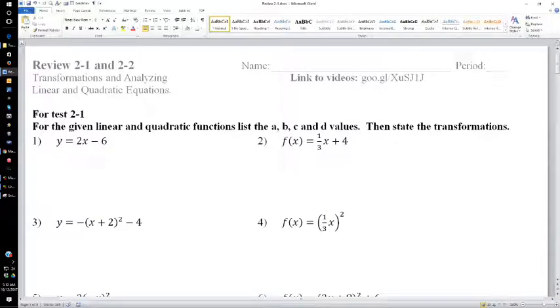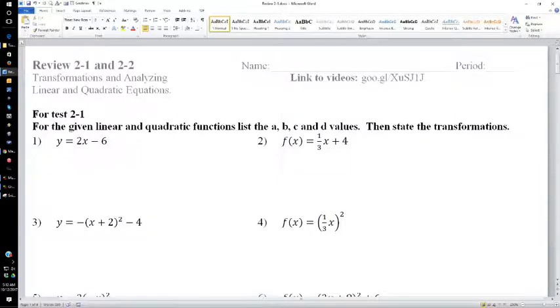Alright, this is review 2-1 and 2-2 for algebraic reasoning. For test 1, it's going to be transformations, and test 2 is going to be basically the analyzing. But here we go, real quick. For the given linear and quadratic functions, list the a, b, c, and d values, and then state the transformations.